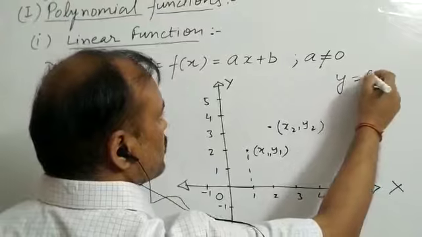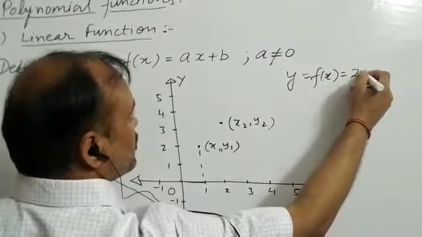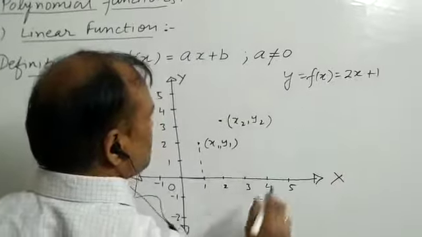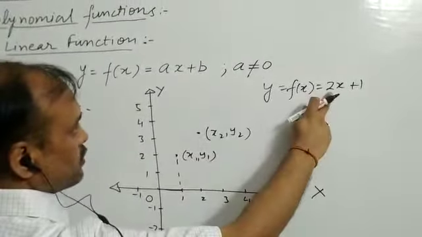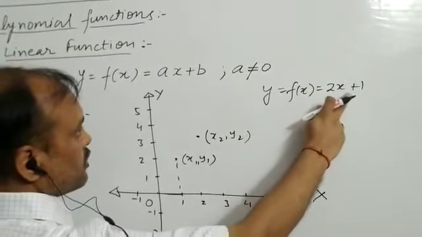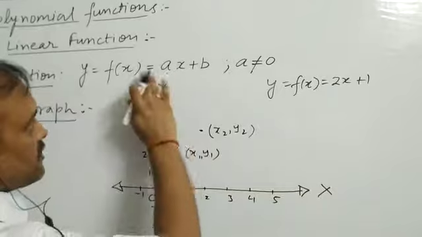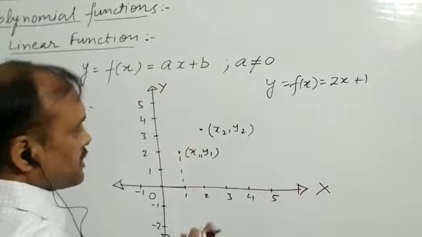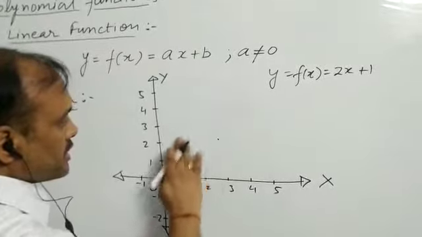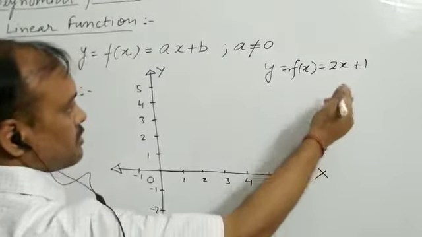y is equal to f(x) is equal to, let's say, 2x plus 1. 2 is not equal to 0, as it is mentioned here, a is not equal to 0, coefficient of x is 2. Now this is a specific example for a linear function. Take different values of x. Now let's try it here and plot the graph of this function.